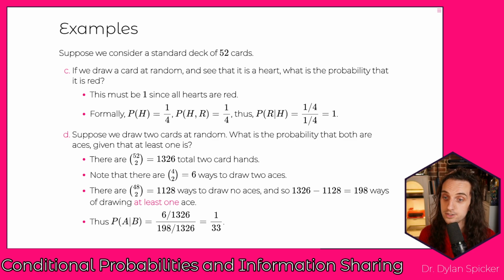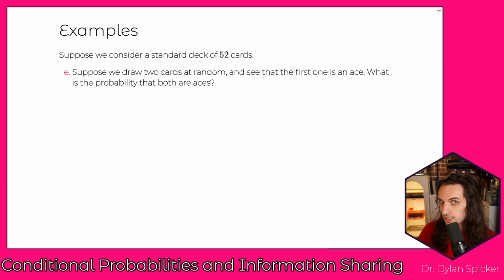So there's a 1 in 33 chance that if we draw 2 cards at random and we know that at least one of them is an ace, that they're both aces. Now we'll consider a related question here. Suppose that we draw 2 cards at random and we see that the first one is an ace.